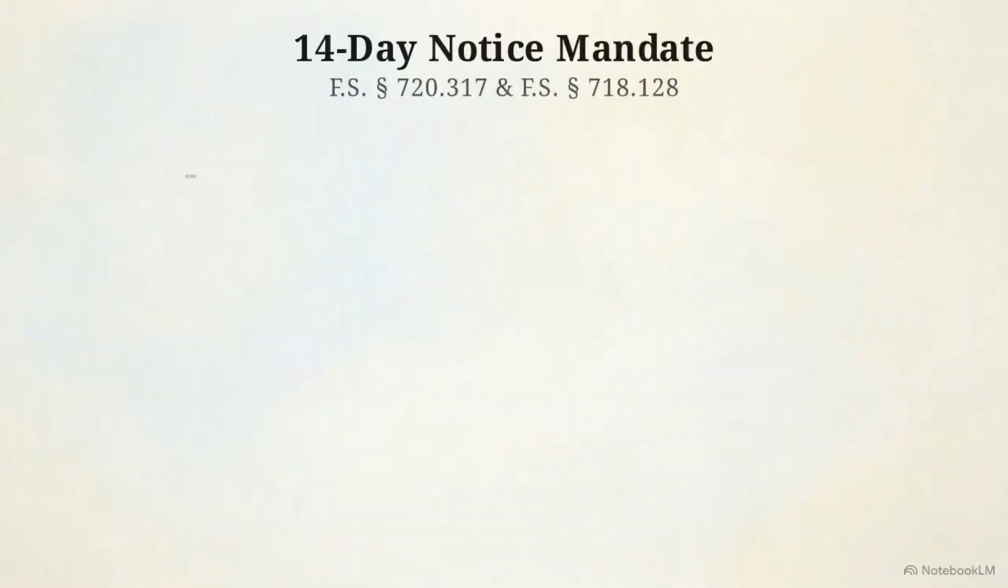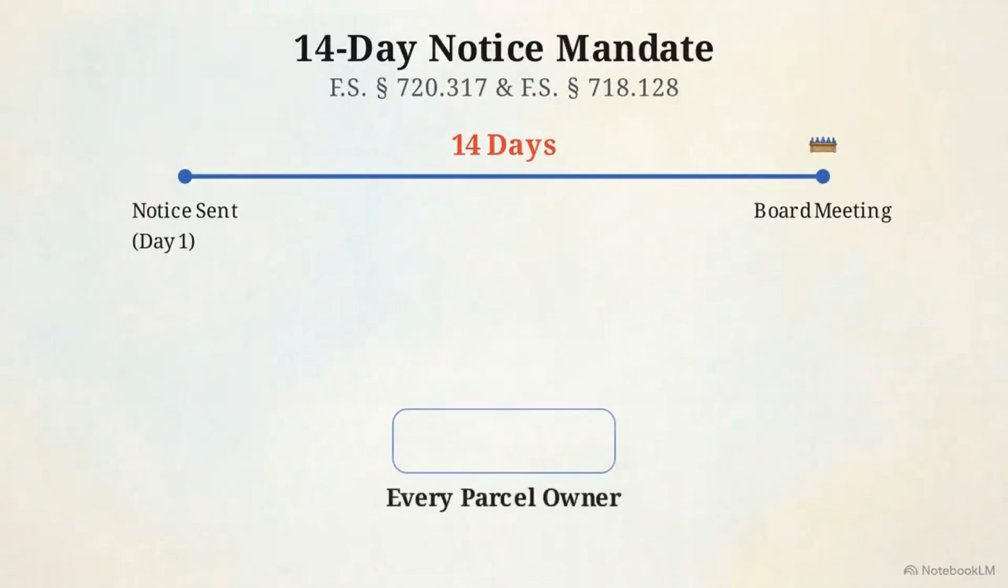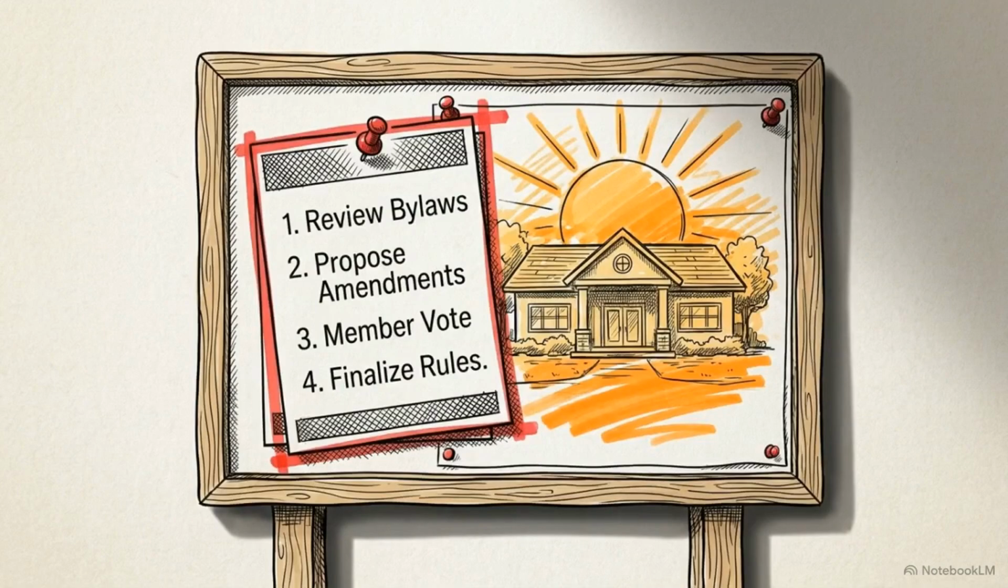This timeline maps the statutory window. The 14-day notice mandate: written notice must be delivered exactly 14 days prior to the meeting. Notice must reach every parcel owner through 3 legally acceptable methods: U.S. mail, hand delivery, or electronic transmission for owners opted into email. Additionally, the complete meeting agenda must be posted conspicuously on the association property at least 14 days before the meeting.